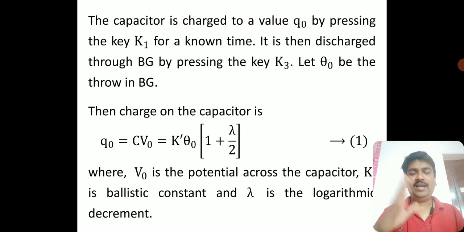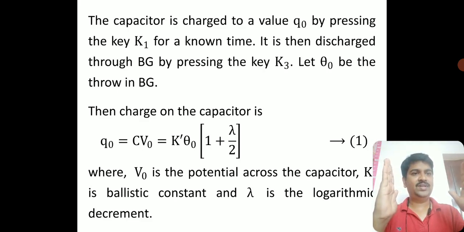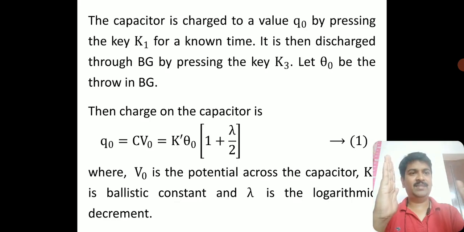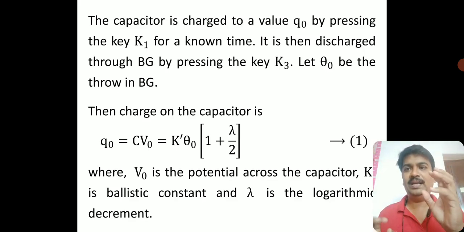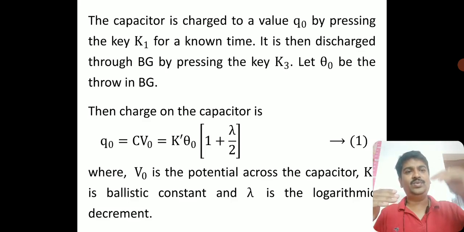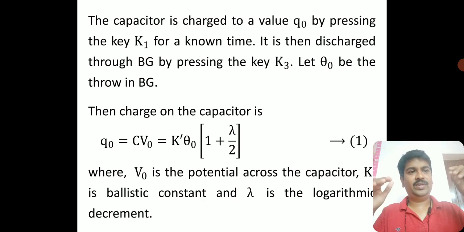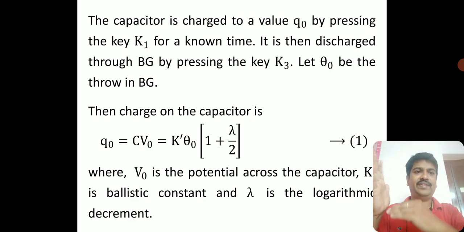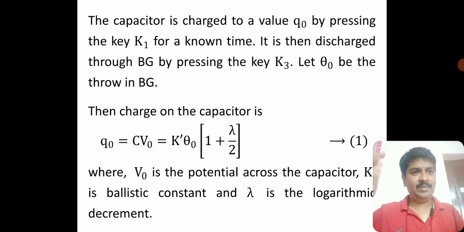For one complete oscillation, this is theta 1, the first throw, then it goes to theta 2, then again comes back to theta 3. So going from here and coming back, theta 1 and theta 3 make one complete oscillation. If I take theta 1 by theta 3, it will be theta 1 by theta 2 into theta 2 by theta 3, which is equal to e to the power of lambda into e to the power of lambda, which is e to the power of 2 lambda. If I take 1/4 of an oscillation, it will be e to the power of lambda by 2.